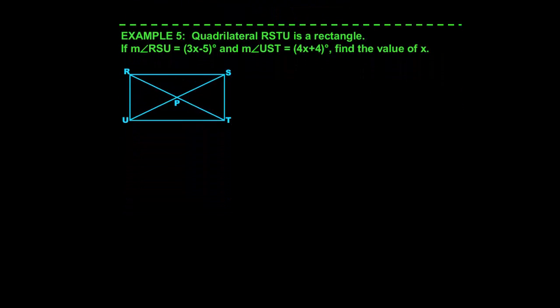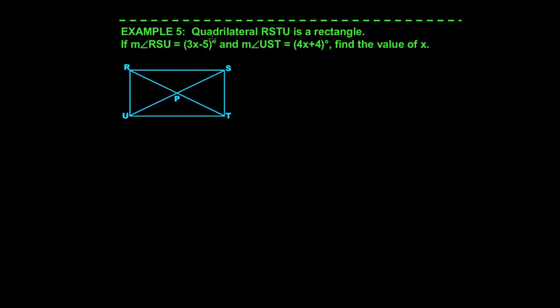Alright, let's scroll on down to our last example, example 5. Quadrilateral RSTU is a rectangle. If the measure of angle RSU is 3x minus 5, and the measure of angle UST is 4x plus 4, find the value of x.